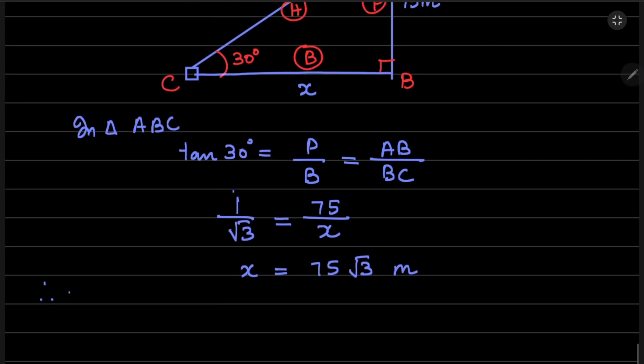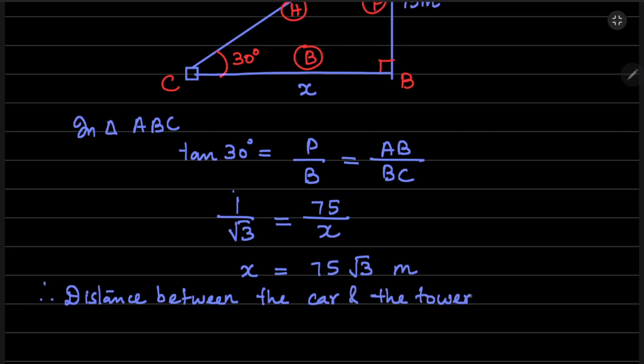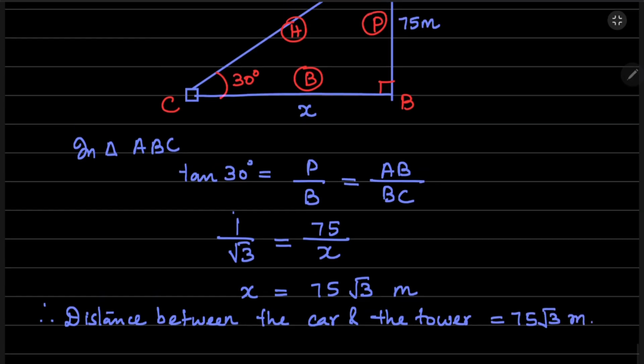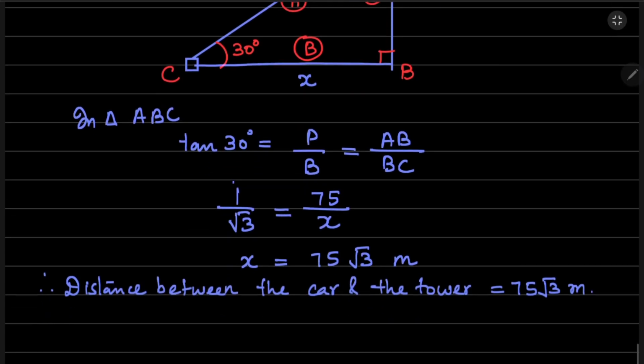Therefore, the distance between the car and the tower is nothing but 75 root 3 meters. The unit is very important. Right? Okay. Now, let's move on to the last question of the day.